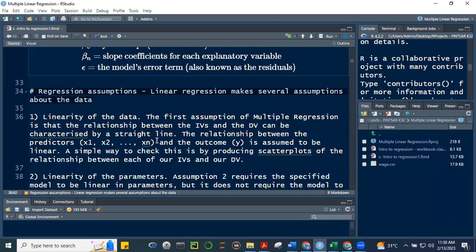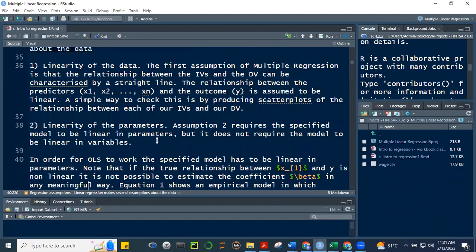Now, if you recall in your previous statistics class, there are certain assumptions that have to be satisfied when you're doing multiple linear regression. When these assumptions are not satisfied, then we have a problem. Some of these assumptions are the following.